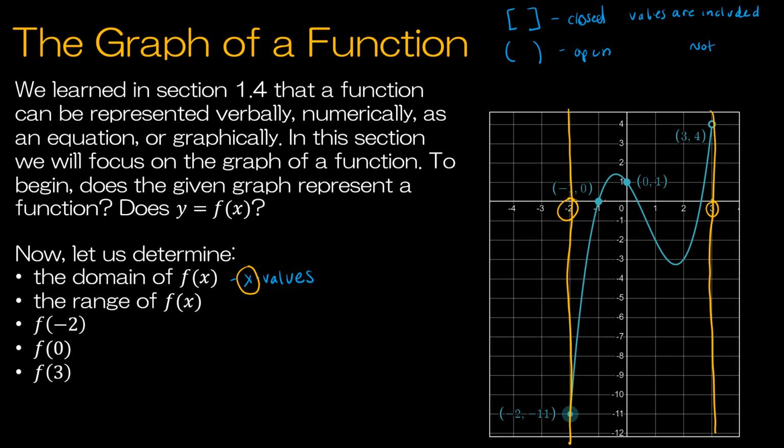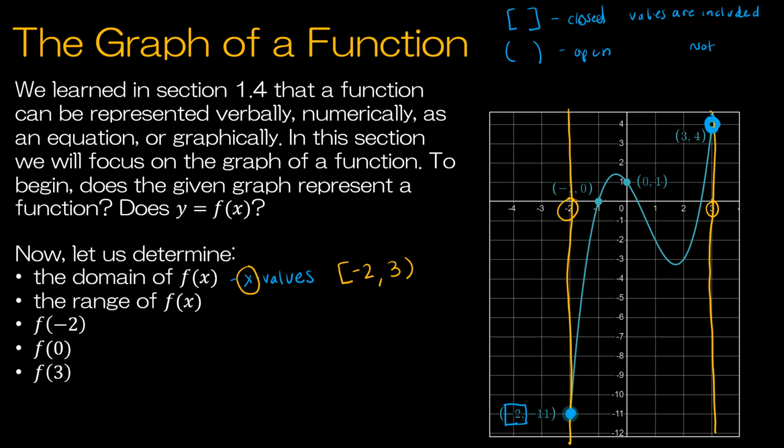At -2, -11, we can see I have a closed circle. A closed circle indicates that -2 is in fact included in the domain. Now let's look at 3. At 3, 4, I have an open circle. An open circle represents that that value is not included in the domain. So we're actually going to have a domain that is not closed or open, but is closed on one end and open on the other. That's going to look like -2 with a closed bracket, 3 with an open bracket. This indicates -2 is included, 3 is not.